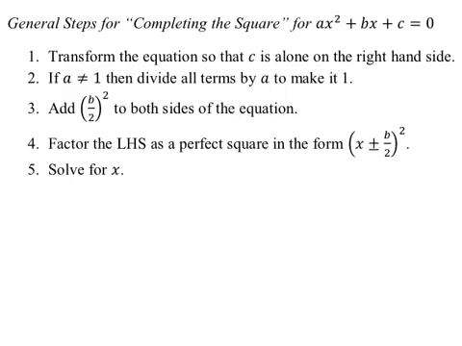Next, add the quantity b over 2, which was like the half of the 10 in the middle, b over 2 squared to both sides of the equation. Now this next part is very key, number 4, and this is something that a lot of students don't get, and I'm going to explain it to you. So in the last example we had this.